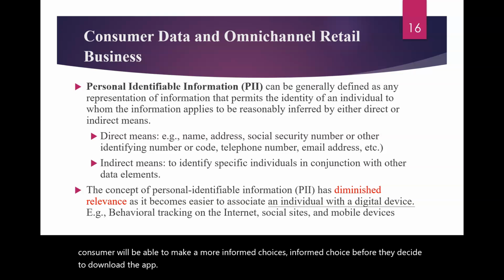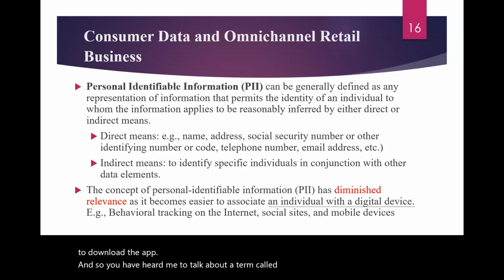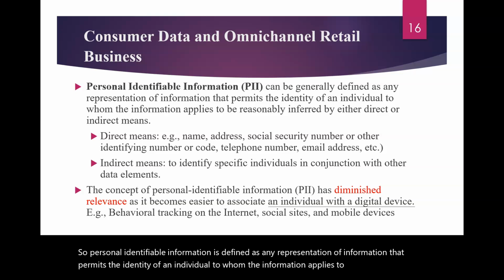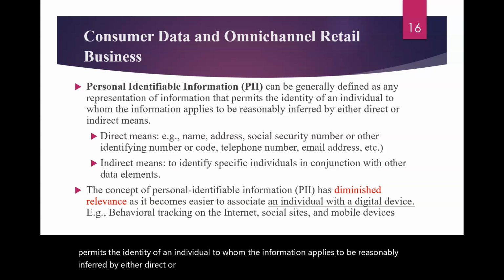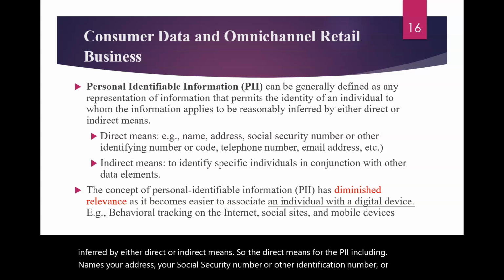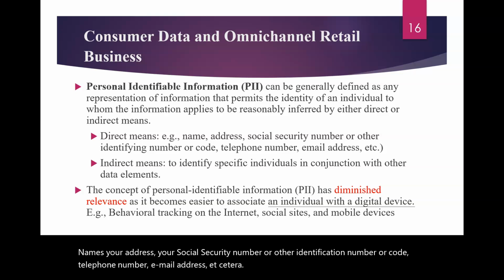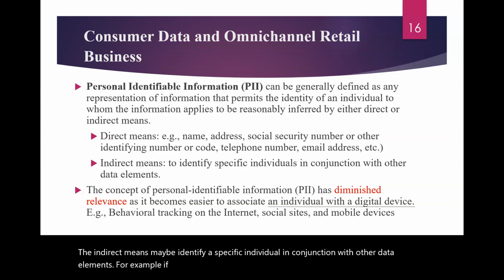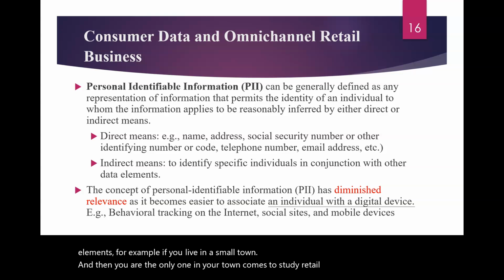You have heard me talk about a term called personal identifiable information. PII is defined as any representation of information that permits the identity of an individual to whom the information applies to be reasonably inferred by either direct or indirect means. The direct means for PII include names, your address, your social security number or other identification number or code, telephone number, email address, etc. The indirect means may identify a specific individual in conjunction with other data elements. For example, if you live in a small town, and you are the only one in your town who comes to study retail management at Texas Tech University.